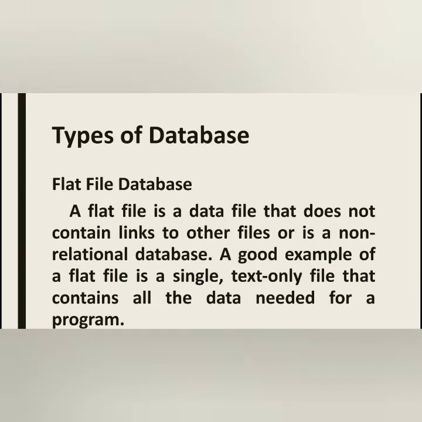Types of database. First one is flat file database. A flat file is a data file that does not contain links to other files or is a non-relational database. A good example of a flat file is a single text only file that contains all the data needed for a program. That means a flat file database refers to a data file that contains records which have a small fixed number of fields without any structured relation. That means that it is not related with any other table.